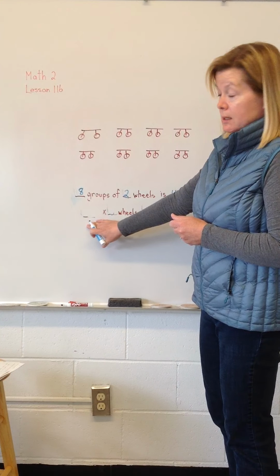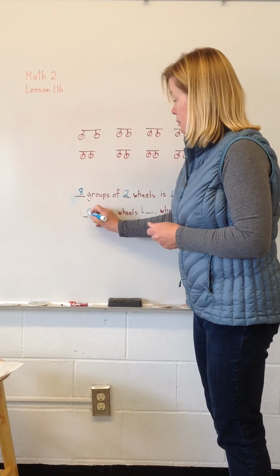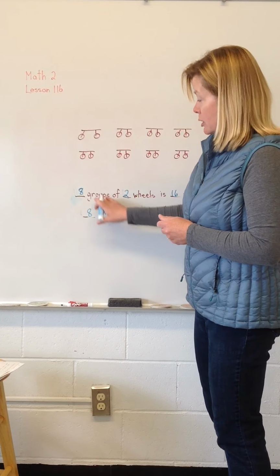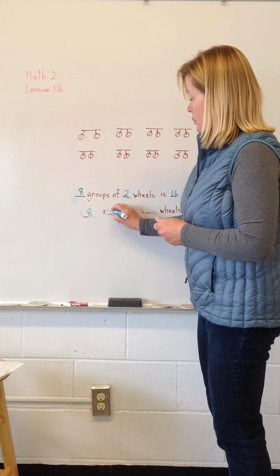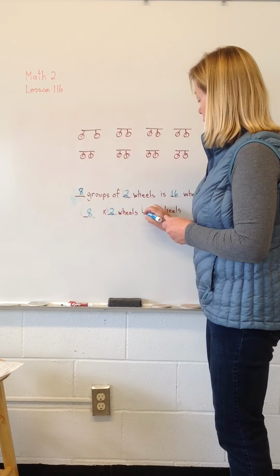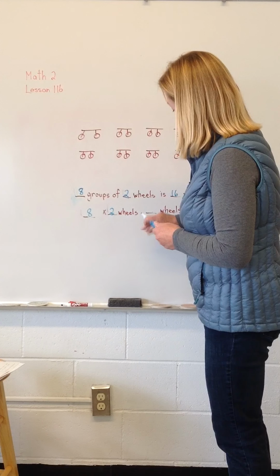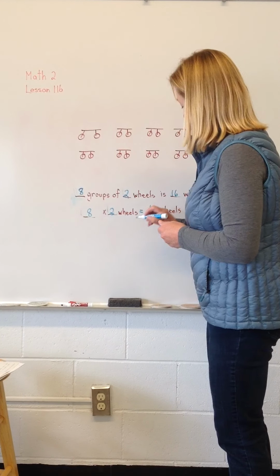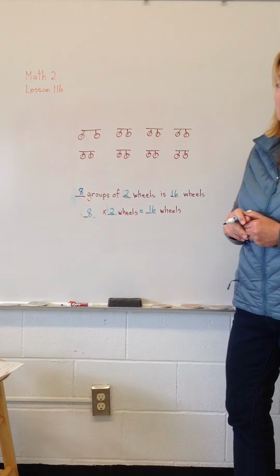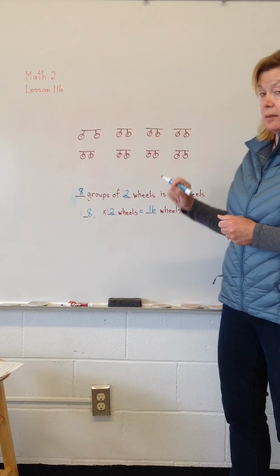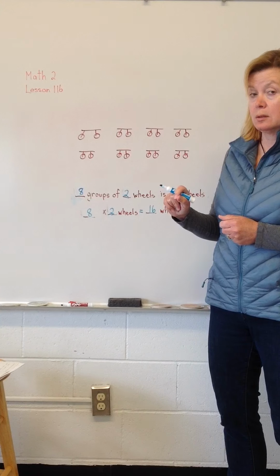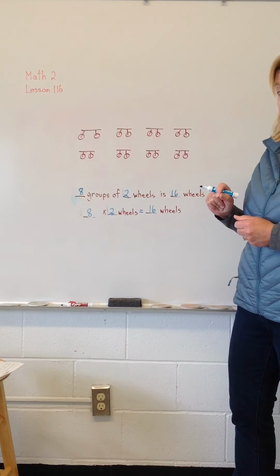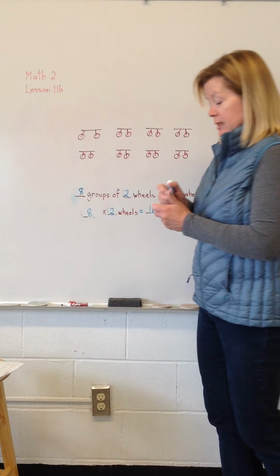Let's do our number sentence. 8. Remember the multiplication symbol takes the place of the words groups of. So groups of 2 wheels. Oh, that equal sign is not very good. Equals 16 wheels. All right. Get that one finished. I'm going to get ready for number 5. That's the last one for today, and then save it for lesson 117.